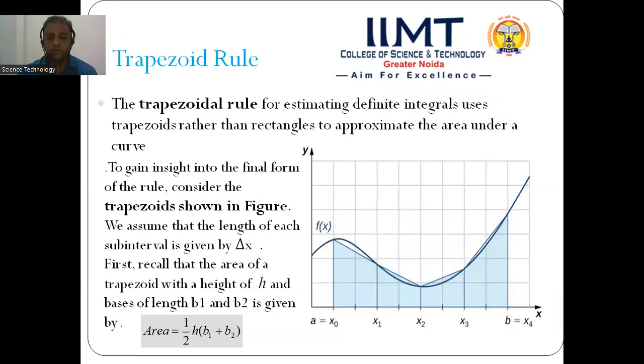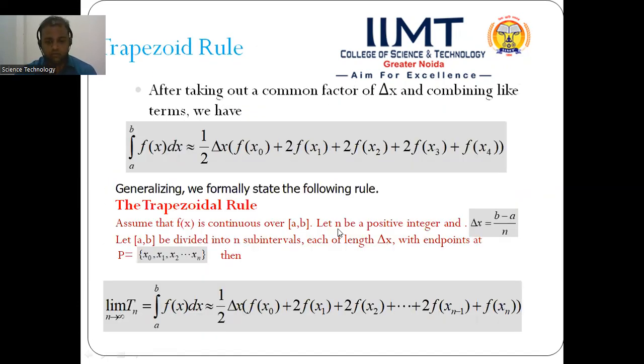So in this figure, to find the formula for the trapezoidal rule, we have used only 4 partitions, but it can be generalized to n number of partitions. So the general statement for the trapezoidal rule can be written in this form.